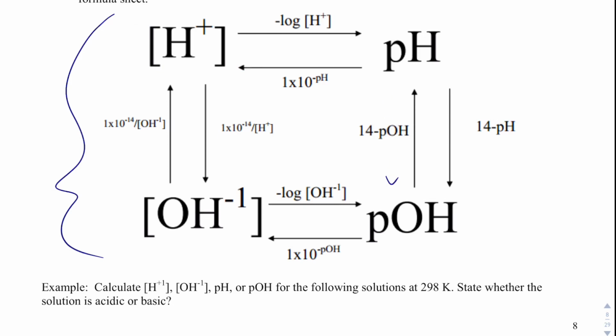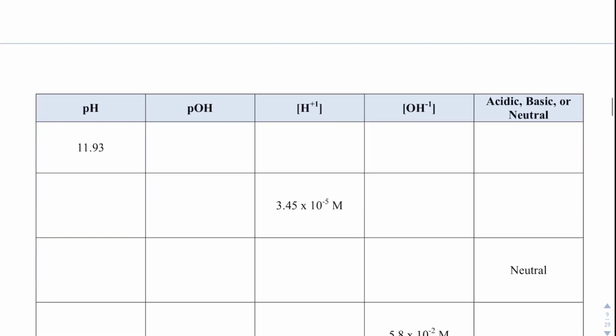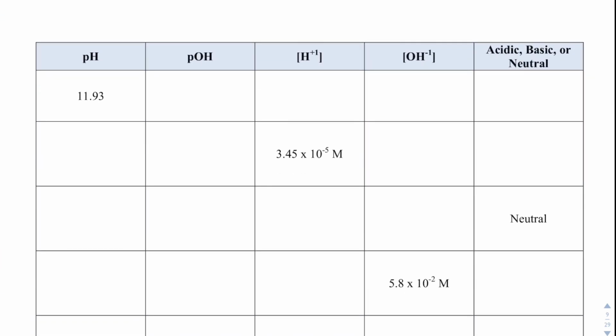And how I like to do this is I like to get to pH as soon as possible, because pH is something that I'm familiar with, and so it makes it a little bit easier for myself. So let's see how this works. In this first one, which I'm going to number 1, we're given pH, and we want to figure out the pOH, the H+, the hydroxide, and whether it's acidic, basic, or neutral.